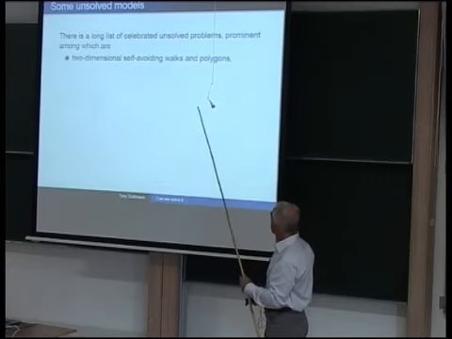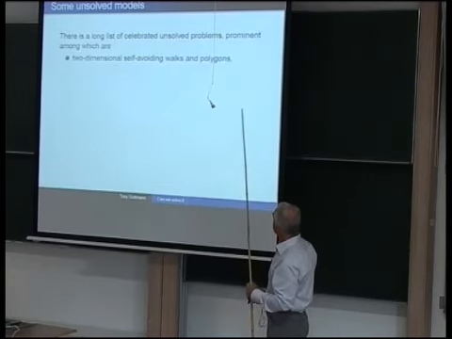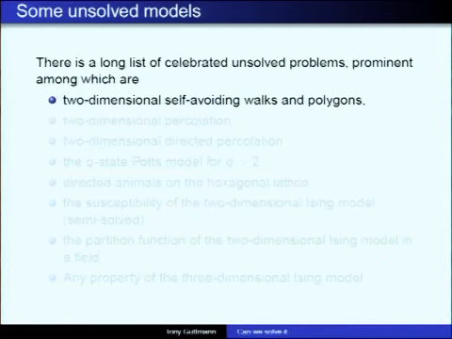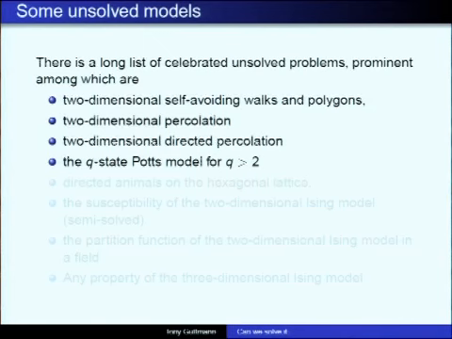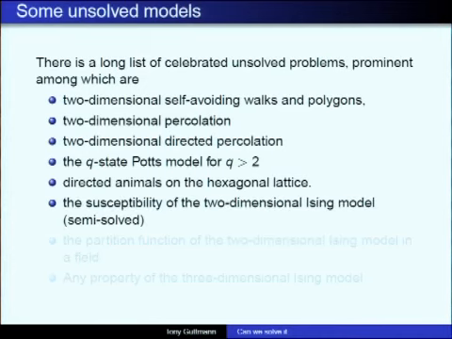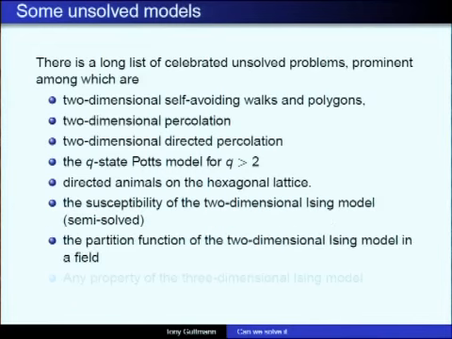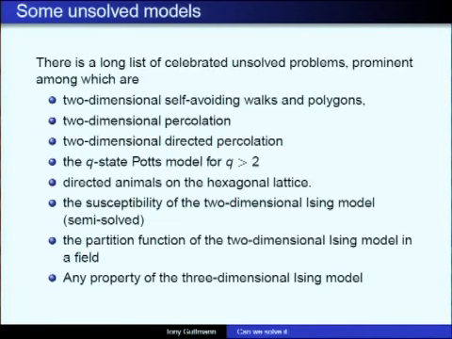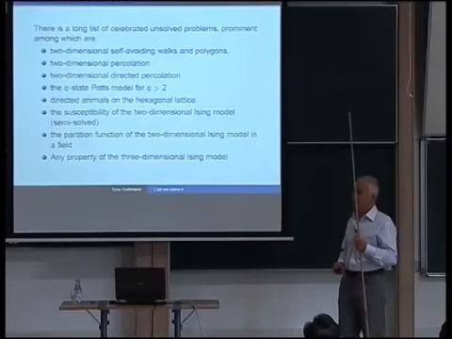There's also, of course, a long list of celebrated unsolved problems, prominent among which are the two-dimensional self-avoiding walks and polygons, two-dimensional percolation, two-dimensional directed percolation, the Q-state Potts model for Q greater than 2, directed animals on the hexagonal lattice, the susceptibility of the two-dimensional Ising model, which is semi-solved, the partition function of the two-dimensional Ising model in a field, and any property of the three-dimensional Ising model except for its dimensionality.